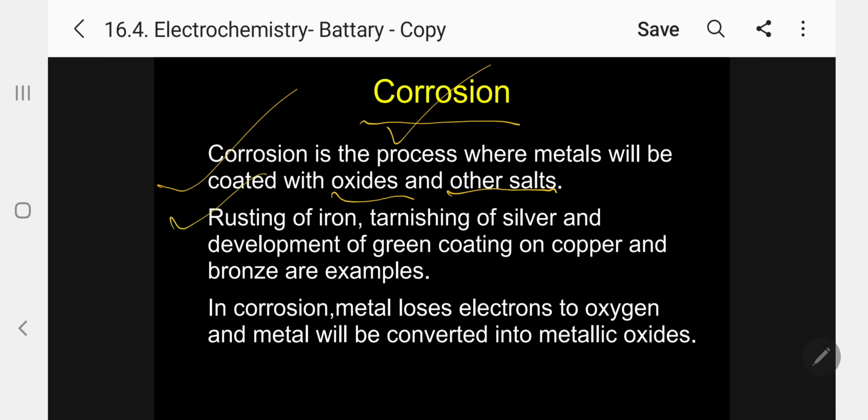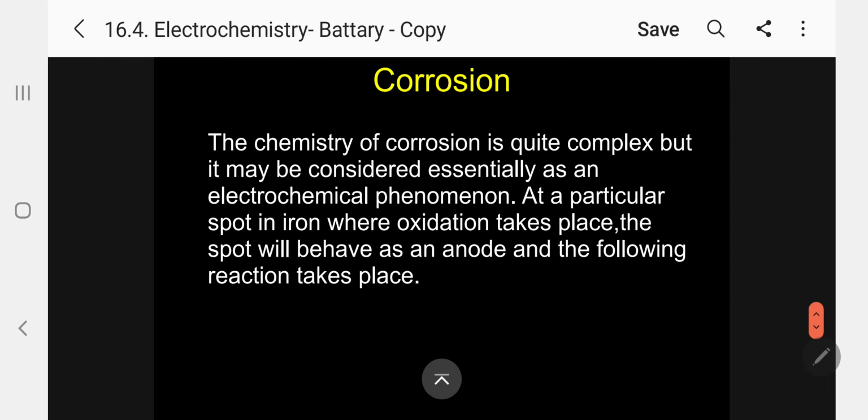Rusting of iron, tarnishing of silver, and the development of green coating on copper and bronze are examples. These are all corrosion. Silver also gets tarnished, and copper becomes green on the bronze. In corrosion, the metal loses electrons to oxygen and the metal is converted into metallic oxide. So this is the basic reaction.